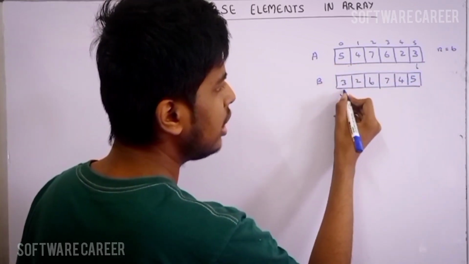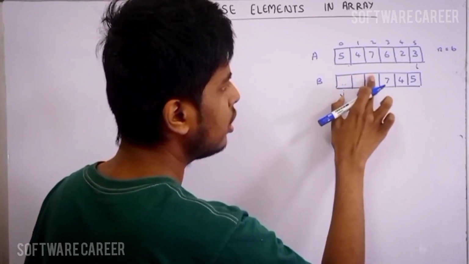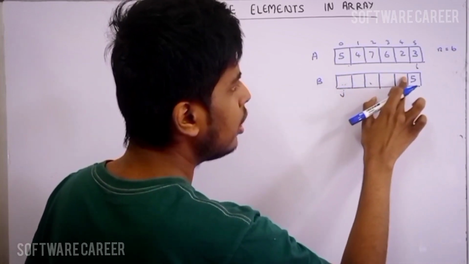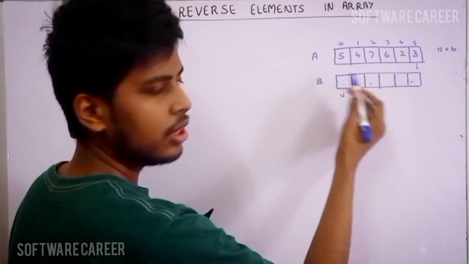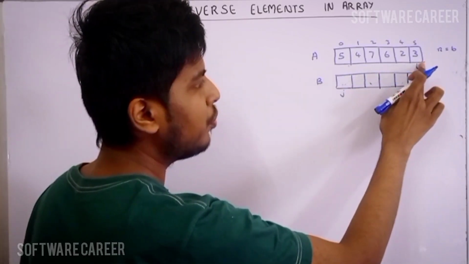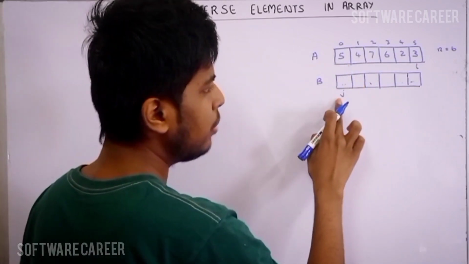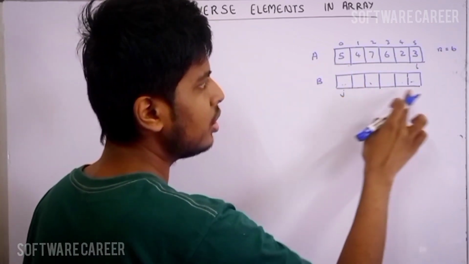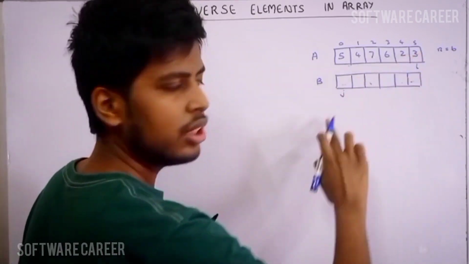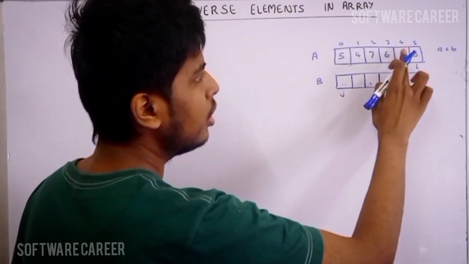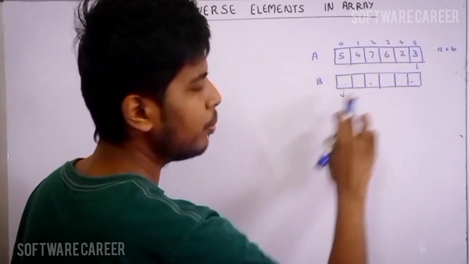Then you have a j over here, at the 0th index of B. Now this array is empty. You should travel I in reverse through the array: I from the fifth index down to the 0th index, and at the same time j from the 0th index up to n. You should travel and copy one by one. 3 gets copied here, then I decreases and j increases. 2 gets copied here, then 6 gets copied, like that.